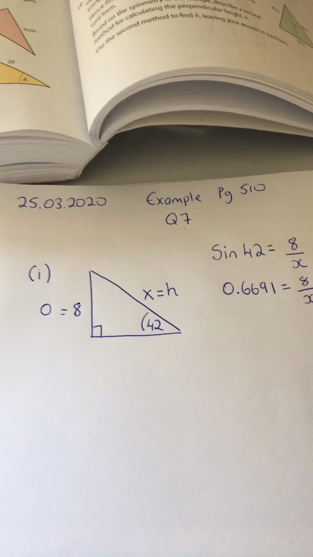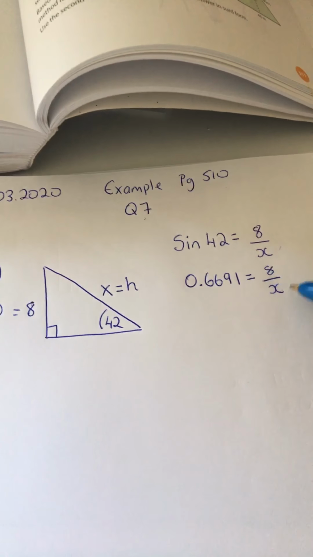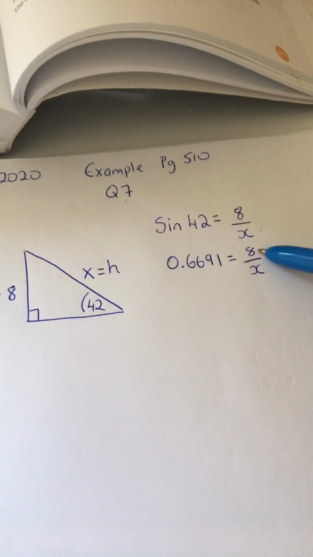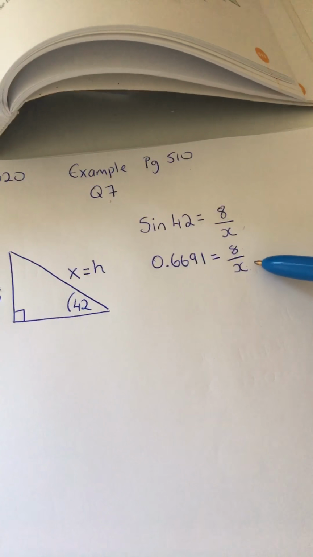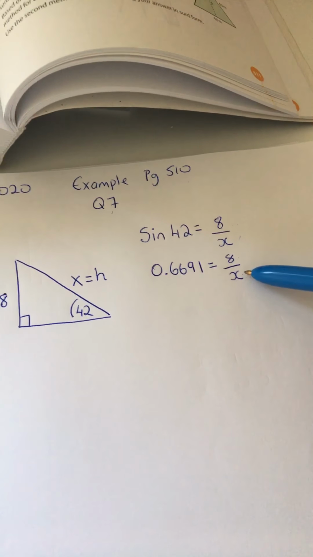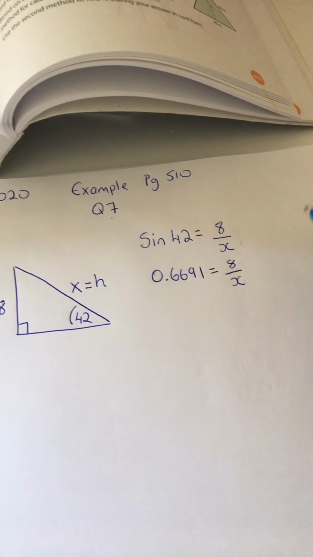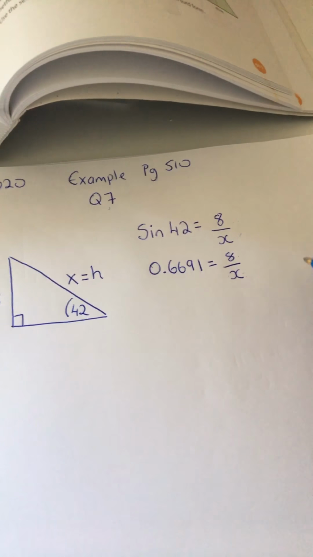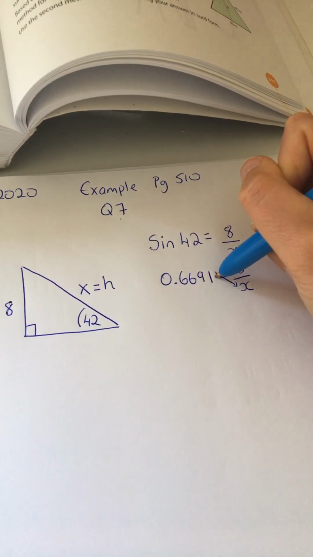Okay, so now we have a problem, because in the previous questions like this, we had a number below the line and our unknown above. And we just multiply both sides by the number below the line. But the unknown here is the denominator. So instead of multiplying both sides by the denominator, because we can't because it's the unknown, we're going to do a thing called cross multiplying.